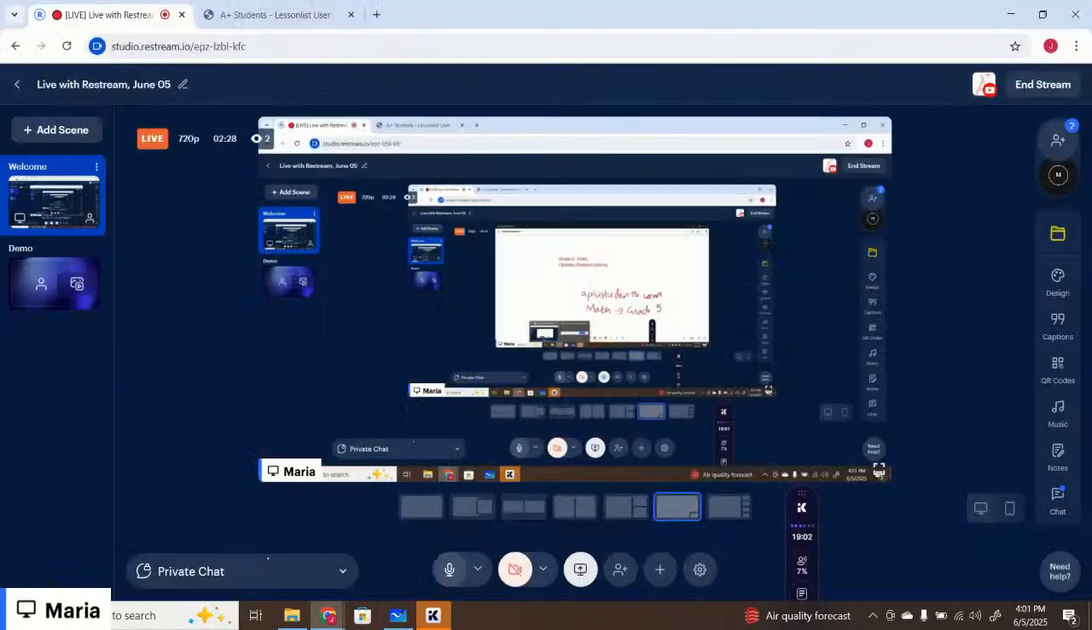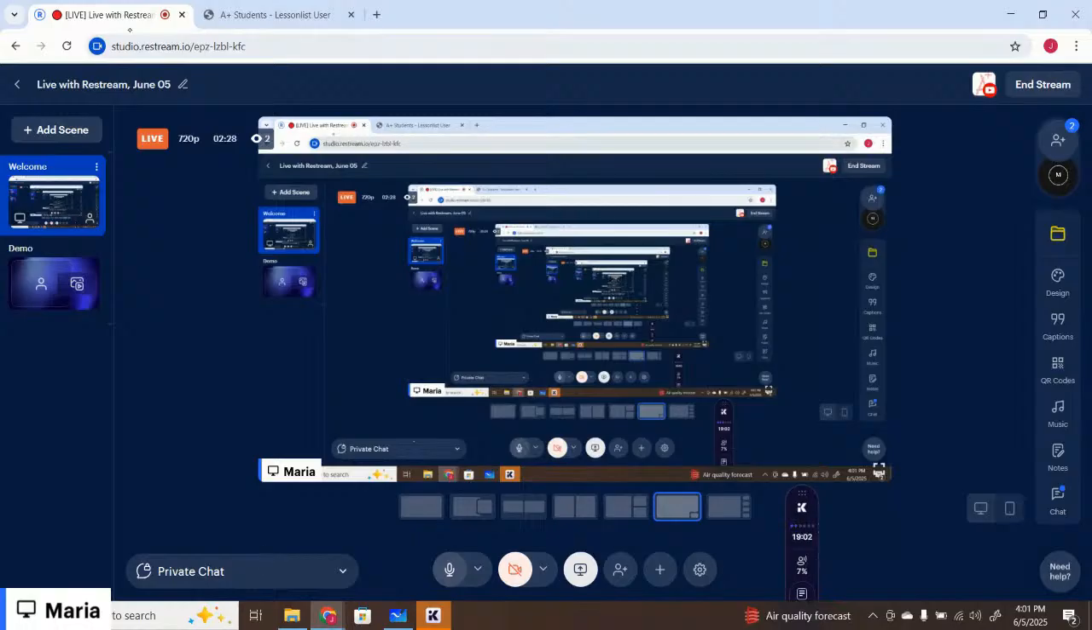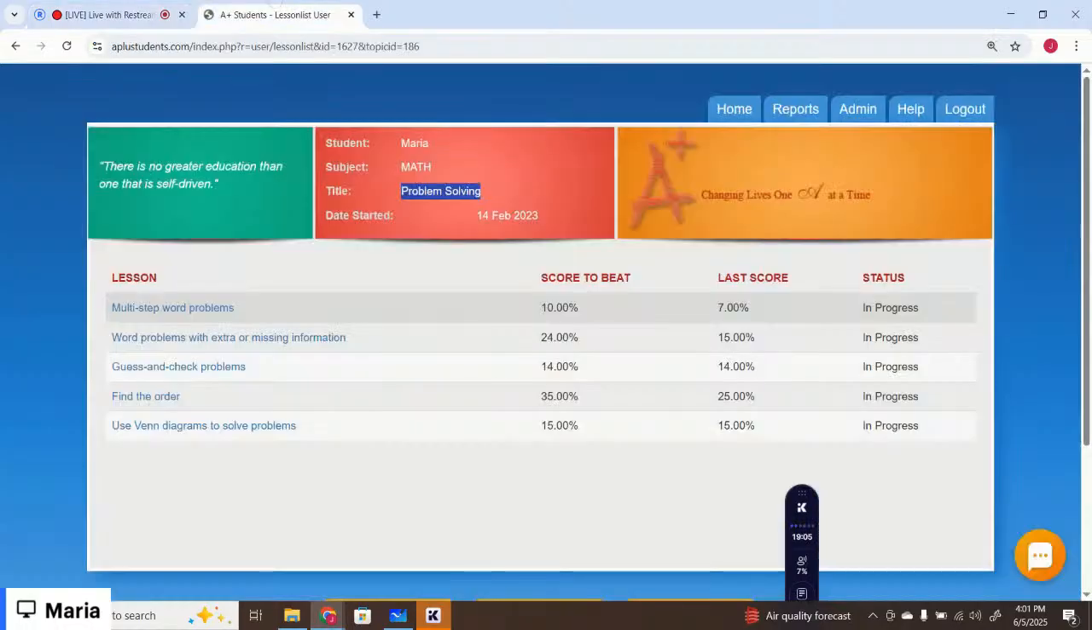Here I'm on grade 5 math. The chapter we're on right now is problem solving. Let's just start with the first lesson, that is multi-step word problems.